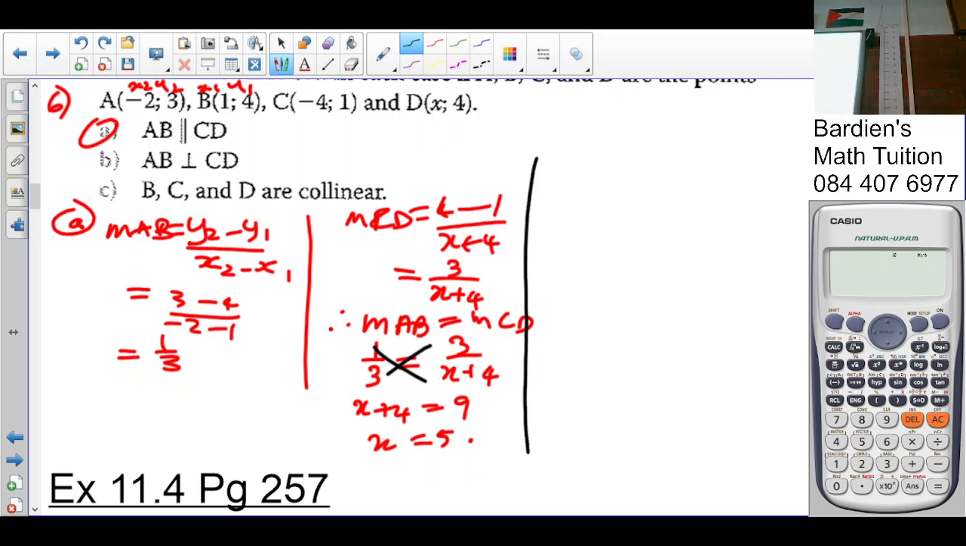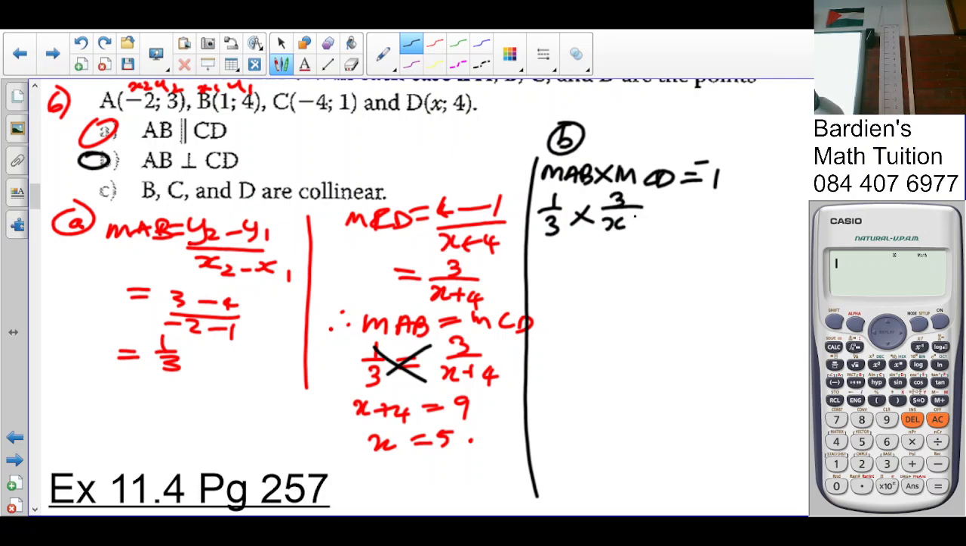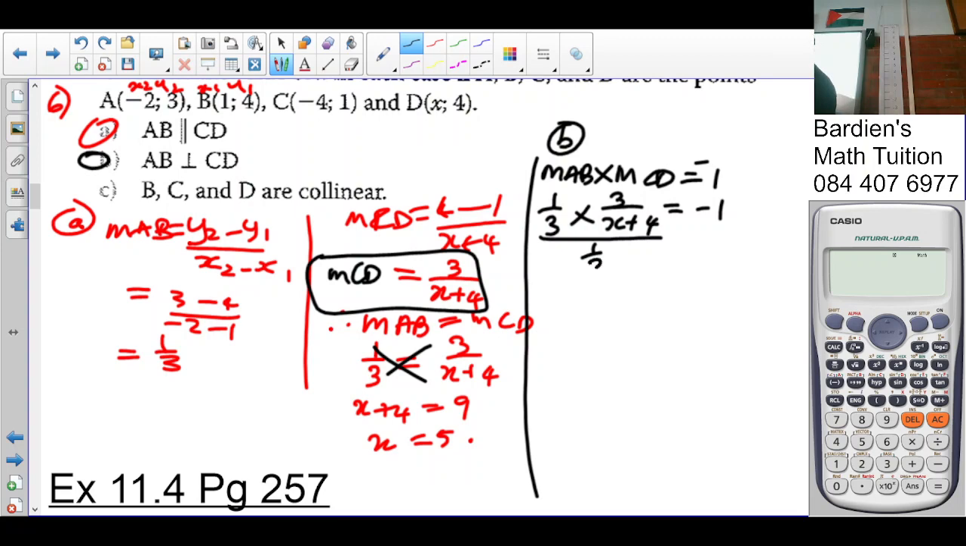And let's look at the other side. If you're looking at B, if AB is perpendicular to CD, then what? Product of two gradients is minus 1. So the gradient of AB times the gradient of CD must be minus 1. Okay. What's the gradient of AB? A third times gradient of CD? 3 over x plus 4. That was the gradient of CD there. Okay? Equals negative 1. So I divide by a third first. So that cancels. So it's 3 over x plus 4 equals negative 3.